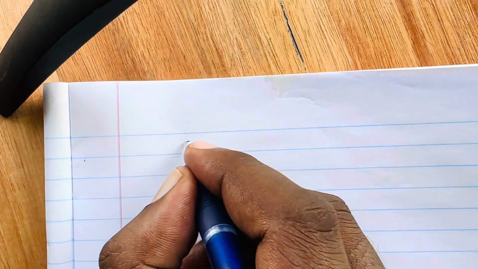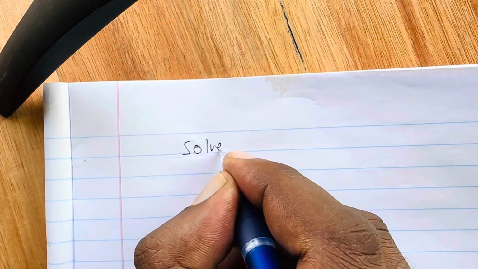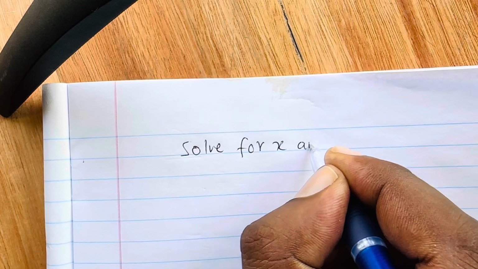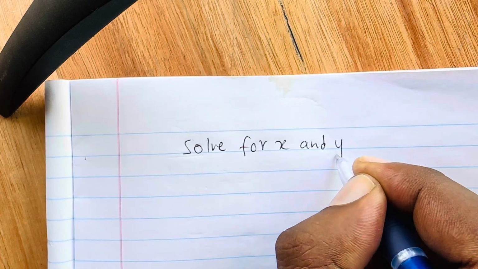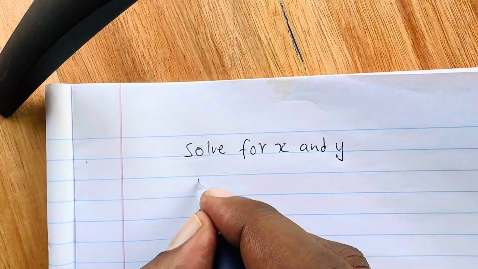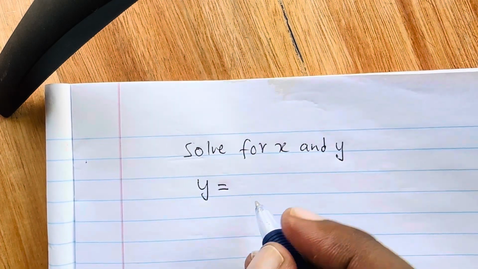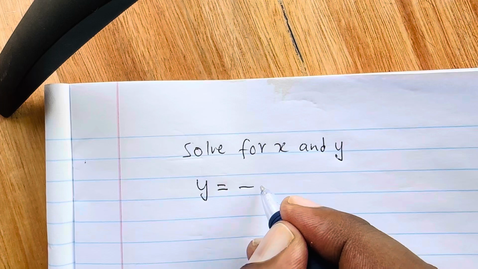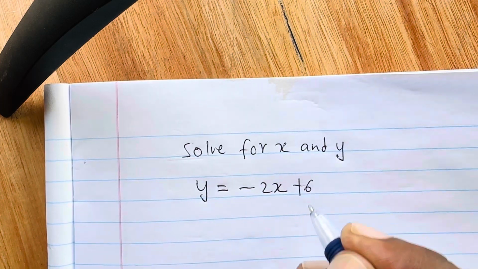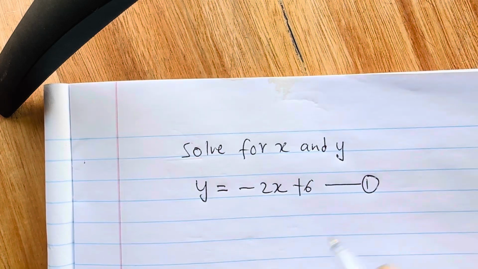Now, solve for what? Solve for x and y. We're given y is equals to how much? Y is equals to negative 2x plus 6. This will be our equation 1.